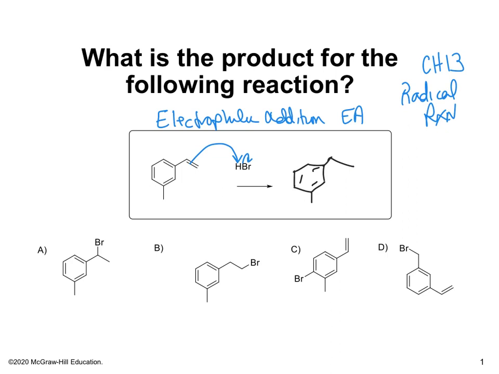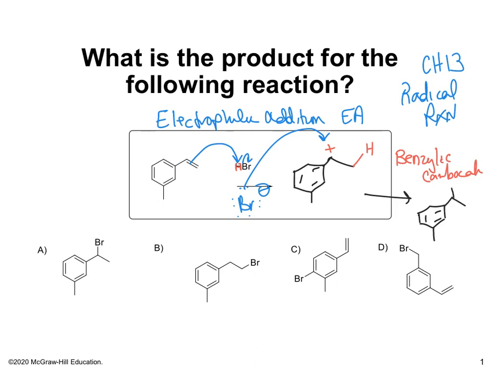And so the regiochemistry there then would be the proton goes to the least substituted to give you the more stable carbocation. This is a benzylic carbocation, so the benzylic will not rearrange. And then your bromide nucleophile will now attack the carbocation electrophile to give you a Markovnikov addition product. And so that brominates the more substituted benzylic position here. So A is your answer.